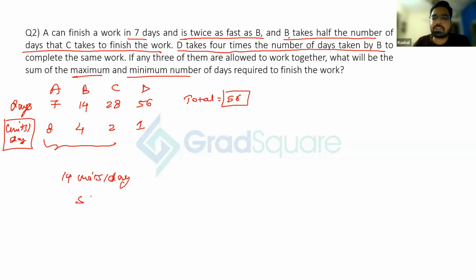Now, to do 56 units, they will require how many days? 56 by 14, which is going to be 4 days. This will be the least possible number of days as a group that they will take to finish the work.